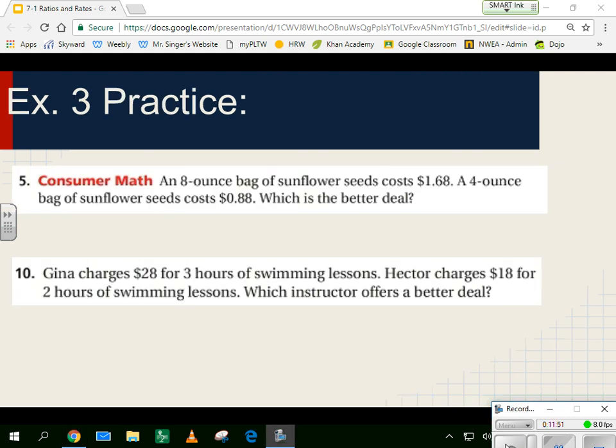All right, so we have 2 problems here. I'm going to have you do number 5 only, the top one. The bottom one is there if we want extra practice later. We can sit down together or as a small group and try to solve that one. Go ahead and do number 5. You're looking at an 8-ounce bag of sunflower seeds for $1.68, or a 4-ounce bag of sunflower seeds for 88 cents. Divide them out, figure out what the best unit rate deal is. Come back when you're done.